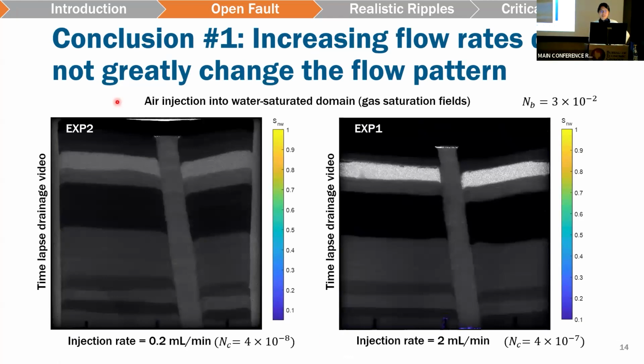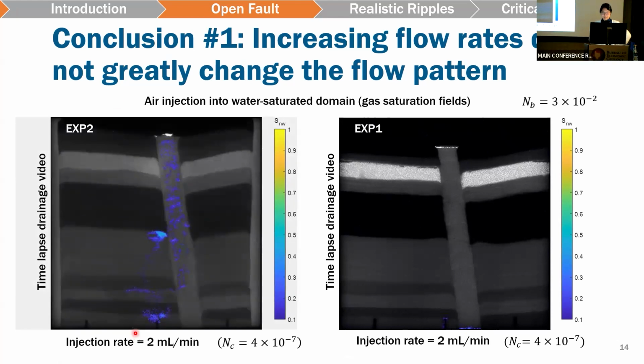And now let's look at our first set of experimental results. So here we're comparing experiment number 2 with experiment number 1. So we start injecting air into this water saturated domain at 0.2 milliliter per minute. And we can see that the injected air enters the high-permeability fault through the pulsating finger kind of flow path. And now we increase the flow rate to 2 milliliter per minute.